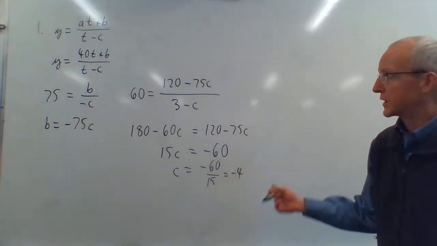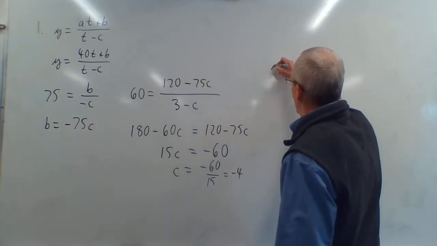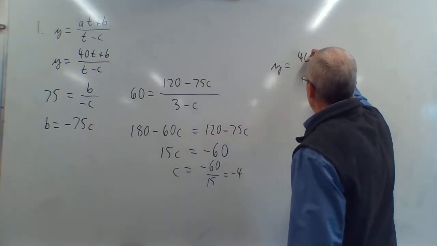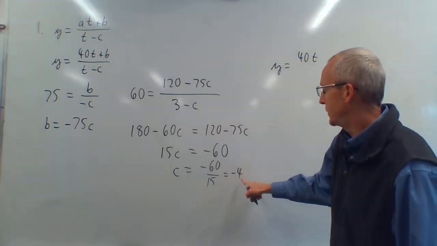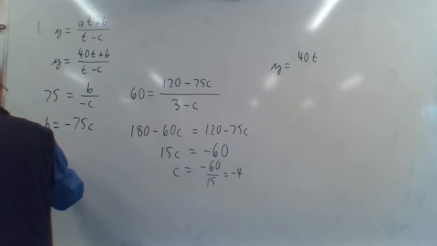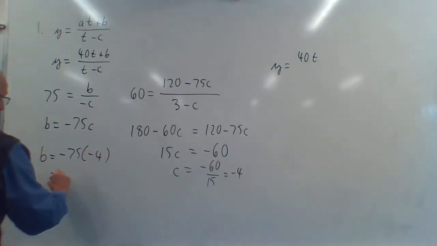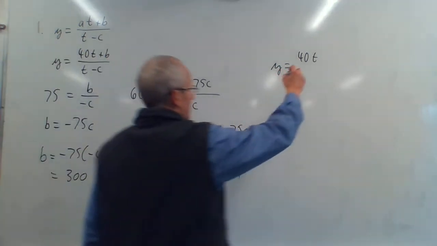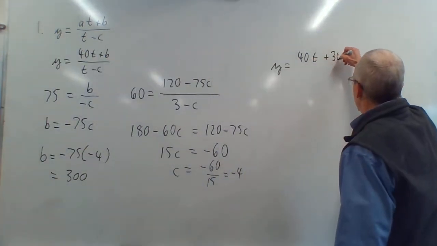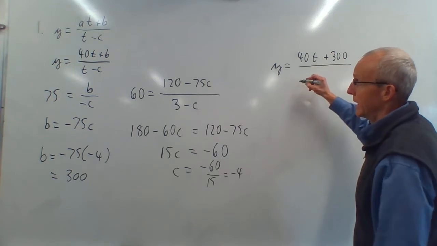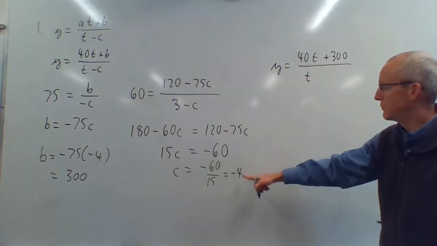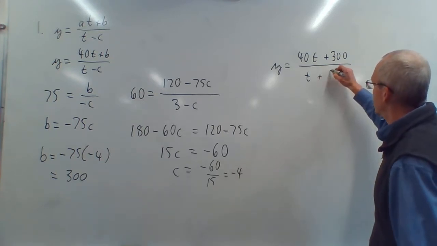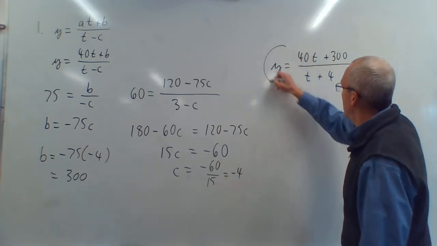Okay, now we know our function. Now we can write it. Y is equal to 40t plus B. Oh wait, I didn't do B. C is negative 4, so B is negative 75 times negative 4, which is 300. So 40t plus 300 divided by t minus C. C is negative 4, so t minus negative 4 is t plus 4. And that is our answer.